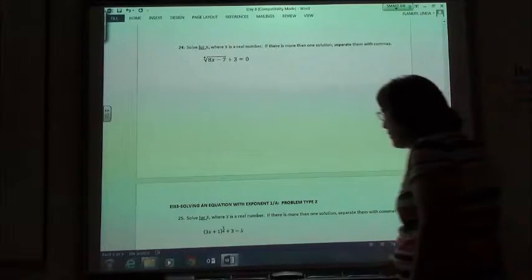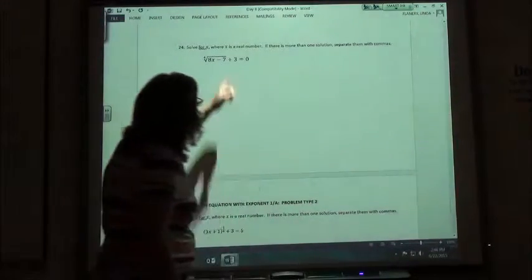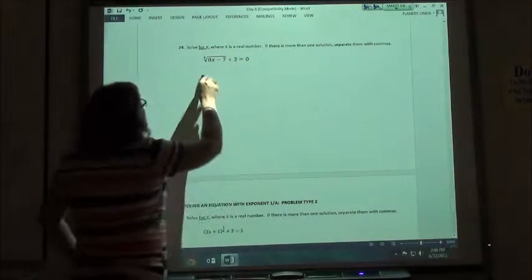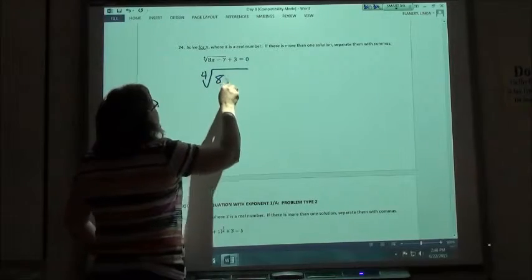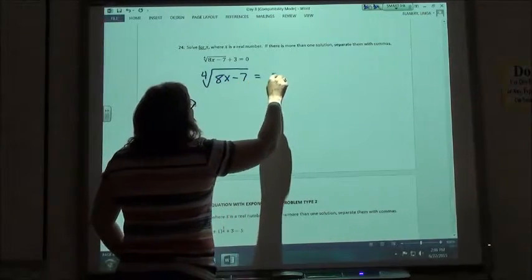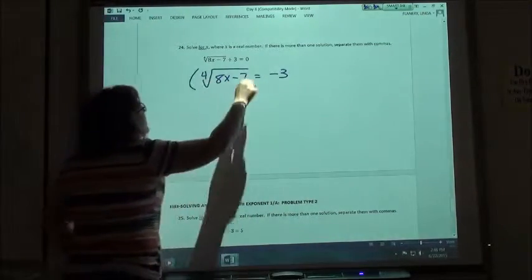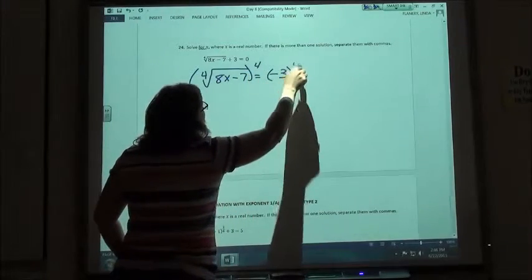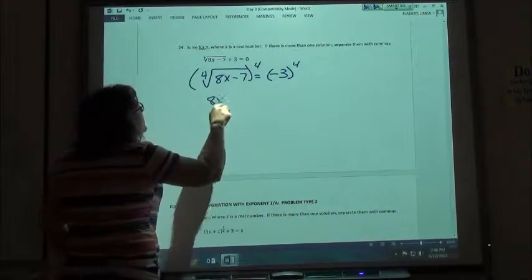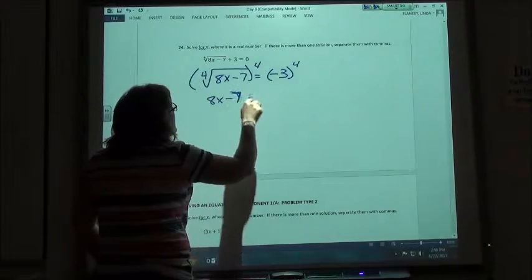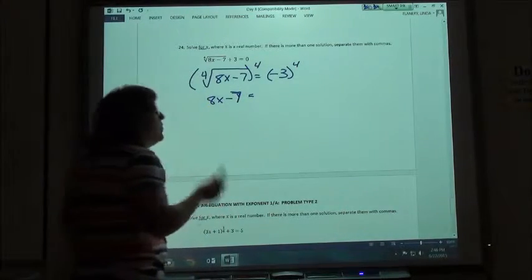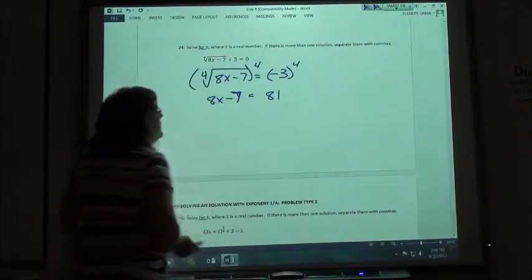And so number 24, same kind of thing. I need to move this over to the other side. So the fourth root of 8x minus 7 is going to equal a negative 3. I then have to take it to the fourth power. So 8x minus 7 equals negative 3 to the fourth, which would be positive 81.